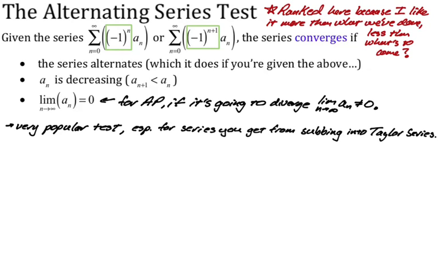And I would say especially when you're dealing with Taylor series, Taylor polynomials, Maclaurin series, when they tell you to substitute in a value of x, it is extremely common that you will get an alternating series when you do that, and you can use this to show that that series converges.